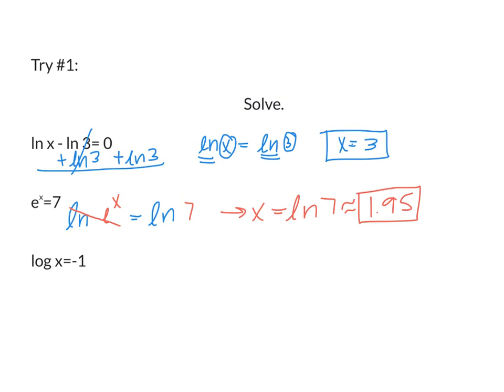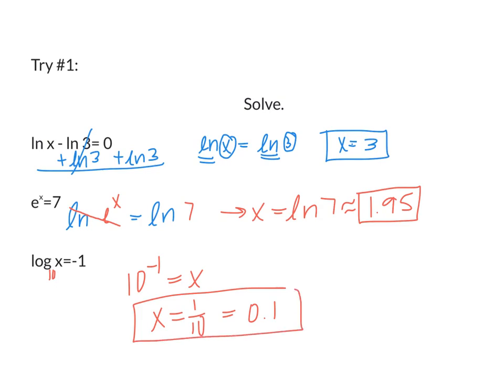All right, and then the last one, log of x equals -1. What will be beneficial for us is if we change this to exponential form. Understand that if you just see log x, then it's assumed that the base is 10. So let's write this in exponential form as 10 to the -1st power equals x. And if x equals 10 to the -1st power as a fraction, we know that that's 1/10, or as a decimal, we can say that that's 0.1. But either way, that one was pretty straight to the point.